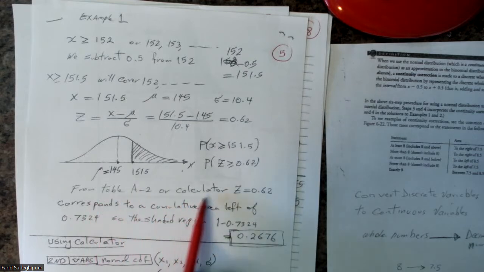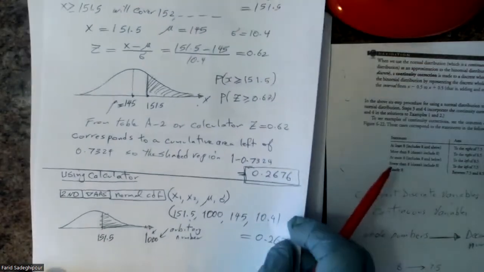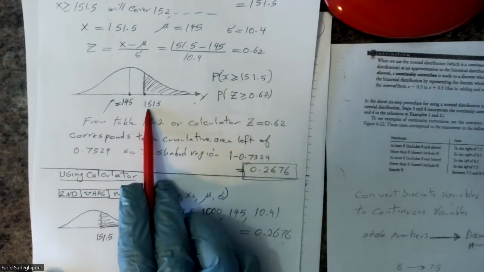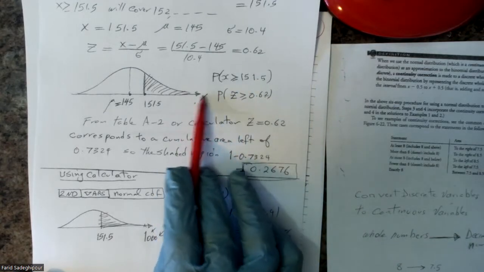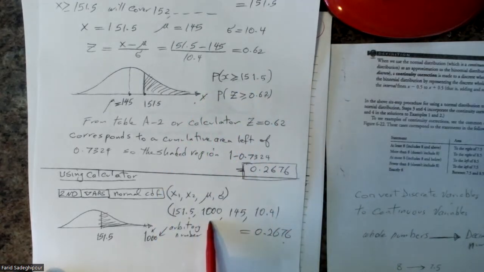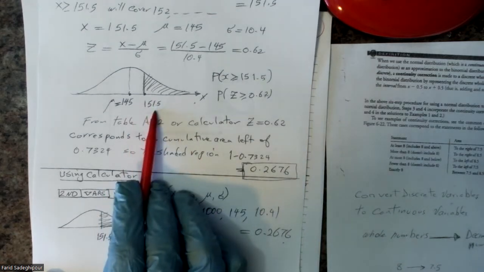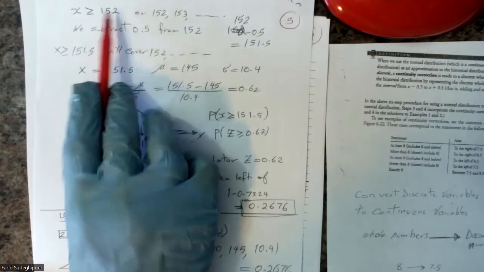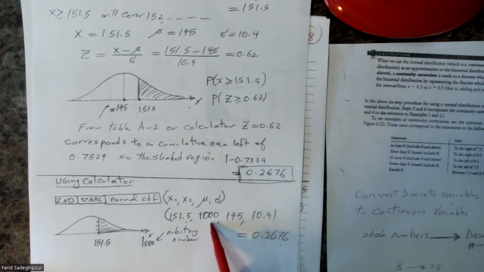You could go from the table A2 and calculate, but the easy way is to use the calculator again, with both ends. One end is 155.5, the other end a very large, arbitrary number, which we pick as 1,000. So the calculator for normal CDF needs both endpoints, X1 and X2. X1 is 155.5 because we want 152 to be included. On the other side, you just use a large arbitrary number like 1,000. And the mean and standard deviation we already calculated. So that gives us the value of the probability.